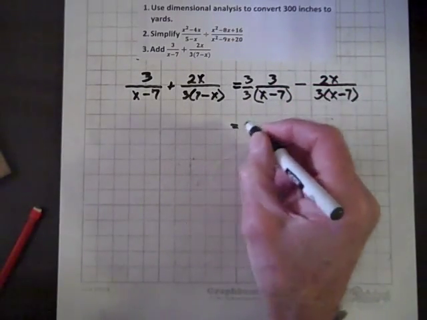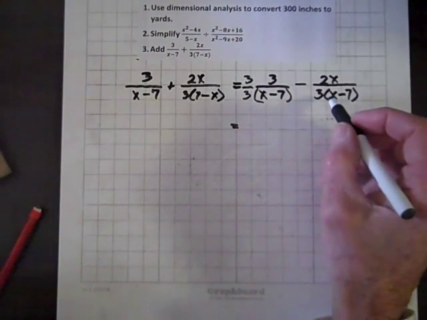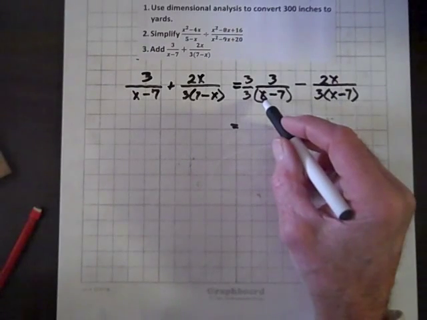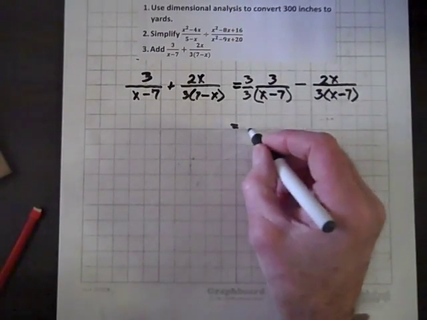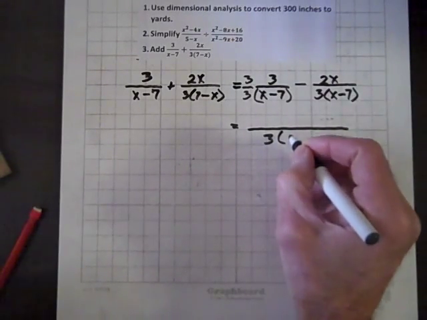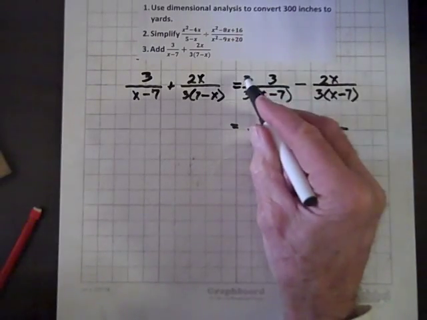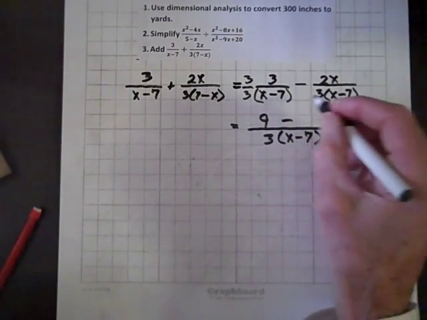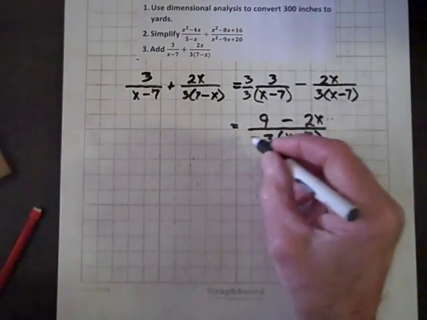And now we have the common denominator, 3 times the quantity x minus 7, in each of these two denominators. So we can write that as 3 times x minus 7. And upstairs we have 3 times 3 is 9, minus 2x, and we are done.